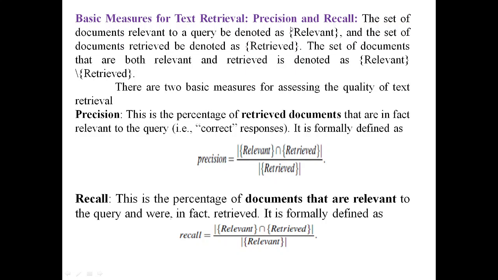What is meant by precision? Precision is the percentage of the retrieved documents that are in fact relevant to the query. And recall is the percentage of the documents that are relevant to the query and were in fact retrieved. So precision can be given as relevant intersection retrieved divided by retrieved, and recall is given as relevant intersection retrieved divided by relevant.